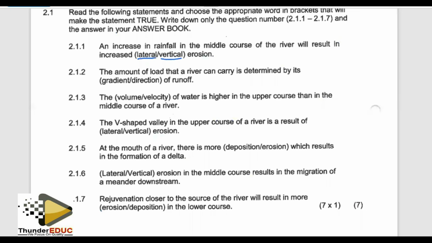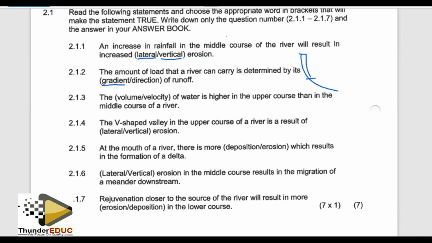2.1.2, the amount of load that a river can carry is determined by its gradient. Remember, the gradient refers to the steepness or the gentleness. So the steeper the gradient, the river will be able to carry lots of sediment from the upper course down to the lower course due to the steepness of the gradient.